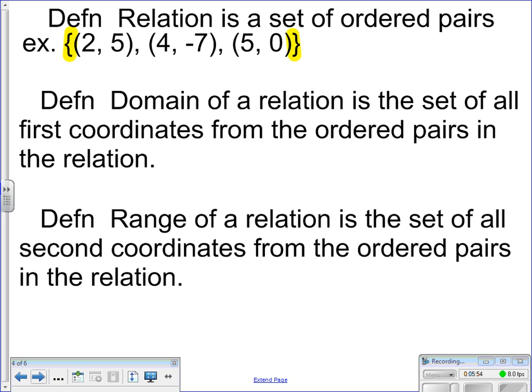Second definition is domain. The domain is the set of all the x-coordinates, or the first coordinates. The ones that come first are the x-coordinates. So in the one above, the x-coordinates are 2, 4, and 5. So to list out the domain, we put D for domain, put the fancy squiggly brackets, and then list the numbers in order from smallest to biggest. That's how you list the domain.